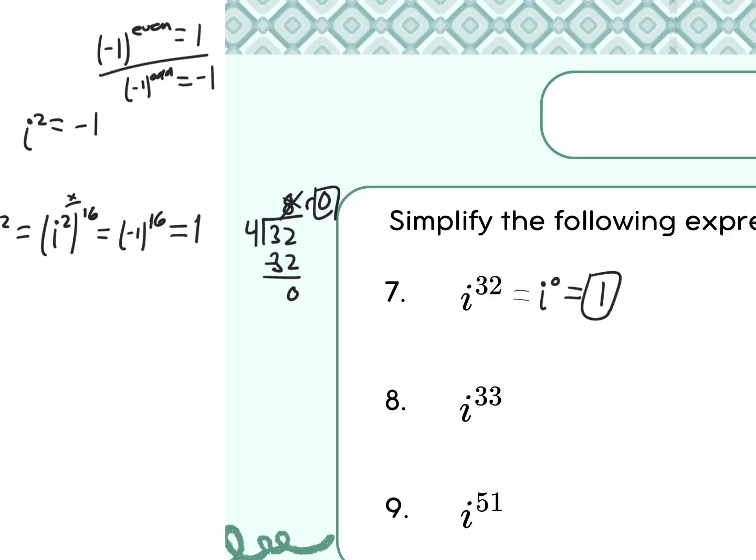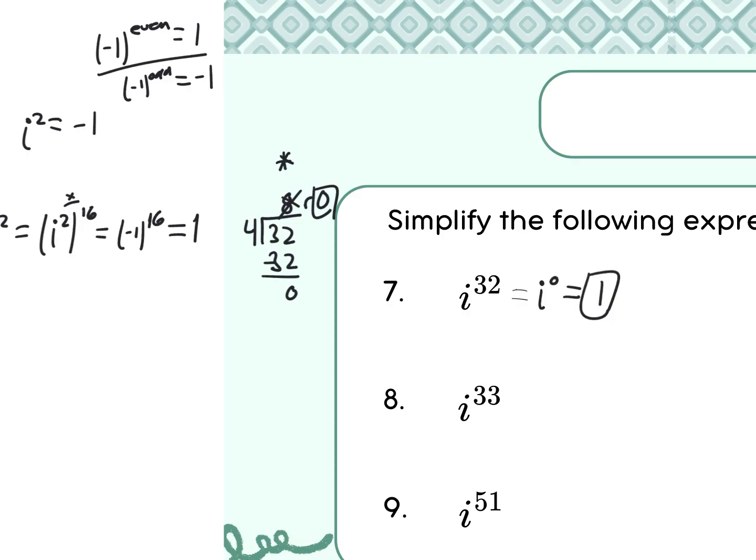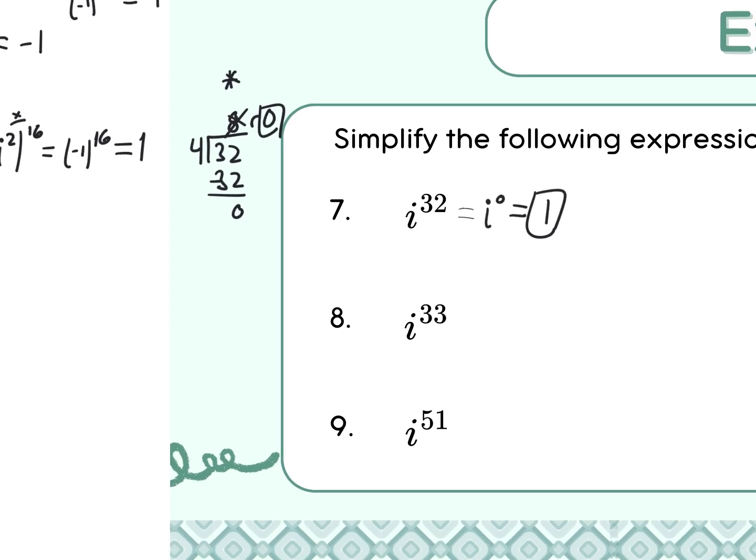Either way, we get the exact same answer. I prefer doing it the long division way, right? So this method up here. I feel like it's maybe a little bit quicker, but you can use whatever makes the most sense to you, right? So let's try the same thing with number 8.